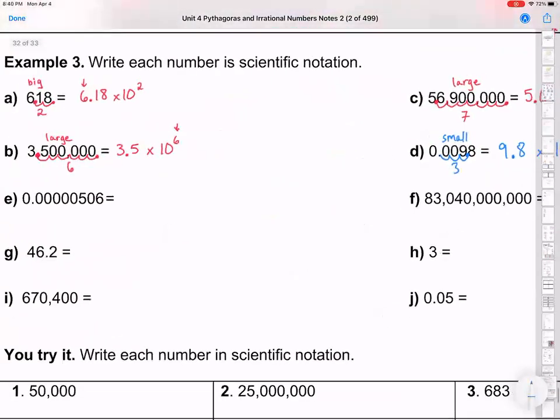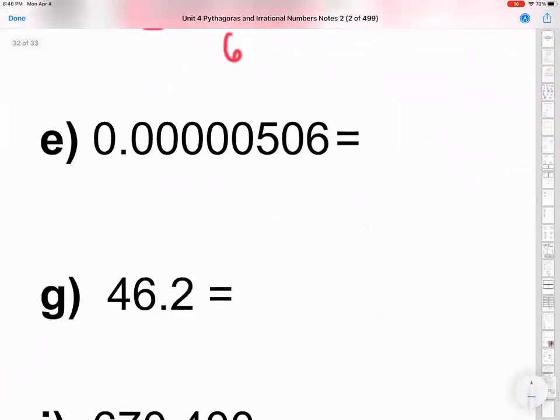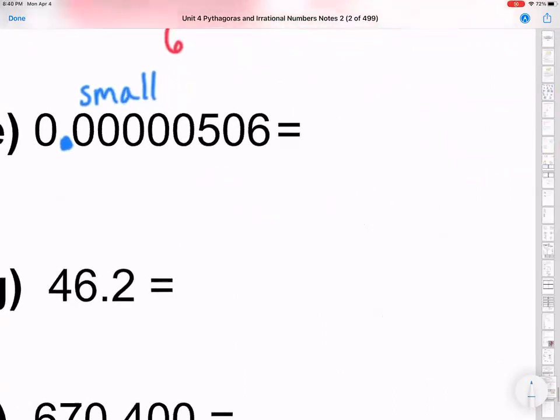Now moving on to E. Again, we see a really, really small number here. It's really close to 0. We have something small, and we're trying to bring it up or scale it up into that scientific notation. So I'm identifying, hey, here's my decimal place. I'm going to start with that. And I need my number in between 1 and 10. So to accomplish that, I'm going to move my decimal over 1, 2, 3, 4, 5, and 6. Notice now I end up with 5.06.